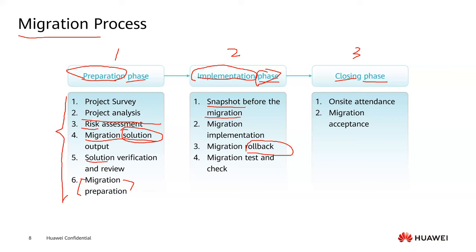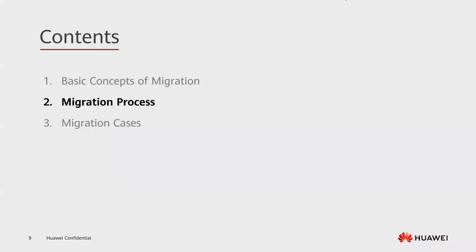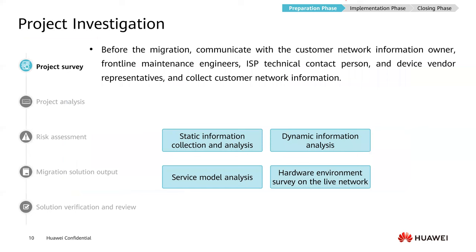And actually, for the rollback, we should design and prepare how to roll back in phase one. At least, it is the migration test and check. And for some scenarios, for example, for the service providers, sometimes they will ask you to offer phase three, which is the observation after the migration. Now let's look at the migration process in detail.